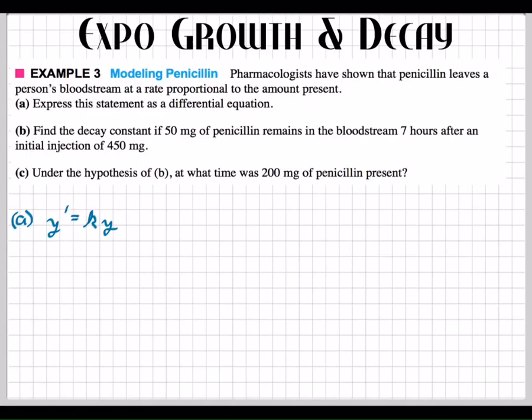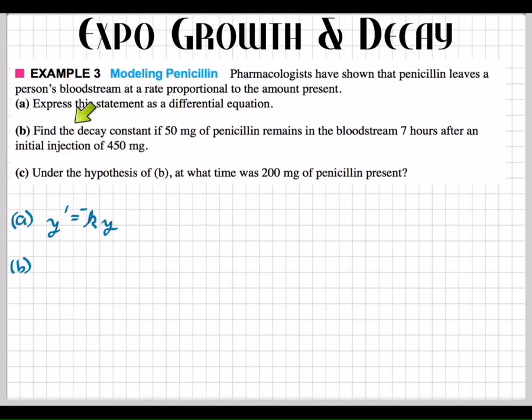Now, there is one thing that's wrong with what I just wrote, because we're dealing with penicillin that leaves the bloodstream. And so the rate that it's leaving, is it a positive rate or is it a negative rate if it's leaving the bloodstream? Negative. It'd be negative, so we would want to write negative ky. Alright, and that's all you had to do for A. It's kind of the only calculus-y part of this problem. The rest of it is back to Algebra 2.